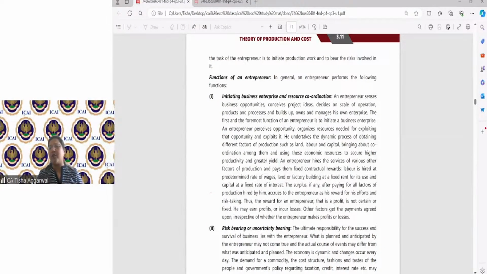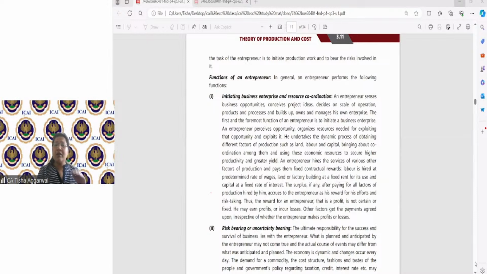And who is the entrepreneur here? The company Tata. Second, risk bearing. Had the Nano car been an absolute failure, who would have borne the loss? The company.